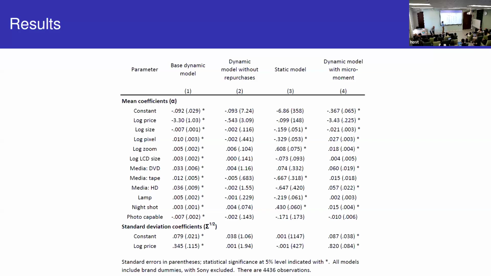Size is a bad thing, so size comes in negative the way you might hope. All these are basically all dummies for characteristics. The one that I did poorly on is photo capable. That's the only one that should have been positive that came in negative.